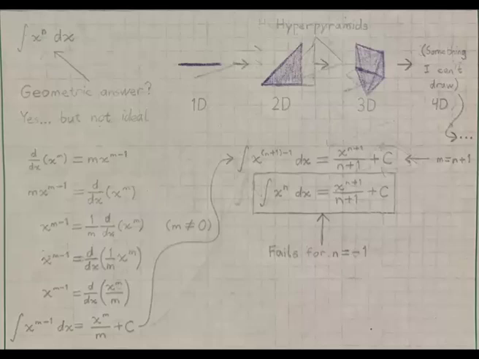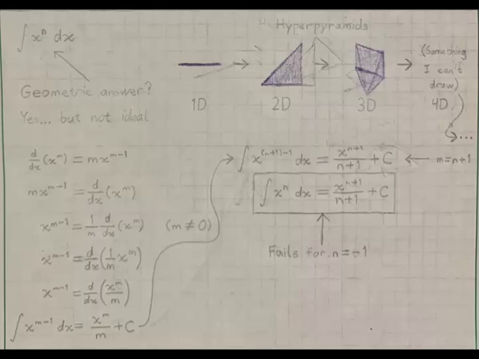Looking back at the last 2 sections, we first integrated x dx, and then we integrated x squared dx. To follow those 2 examples, let's find a general rule for the antiderivative of x to the n for some constant n.